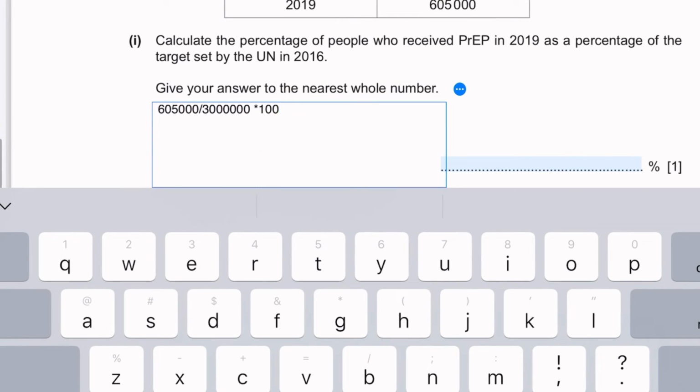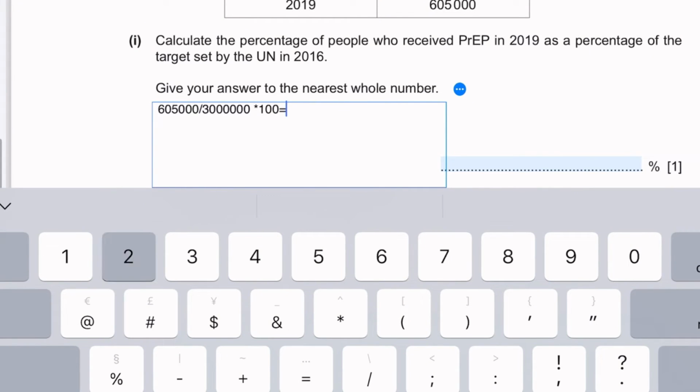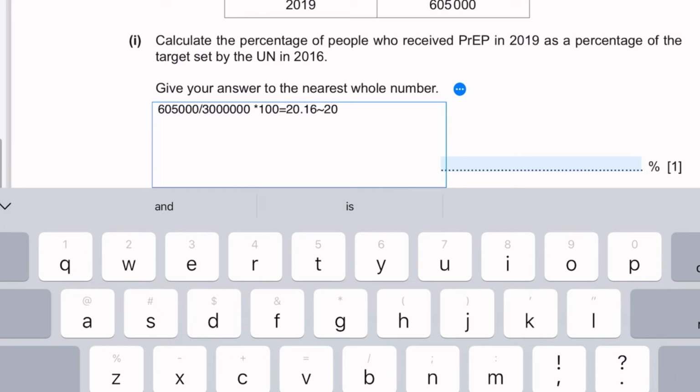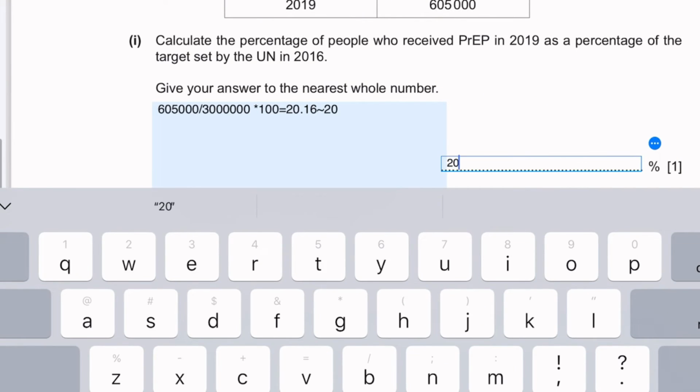Now you would write this down as a fraction, but anyway, you would get 0.2 multiplied by 100, so it's equal to 20.16, and then to a whole number, you're going to round it to 20%. Okay, so 20%, you write this down right here on the line. Okay, 20%. Fantastic. Moving on.